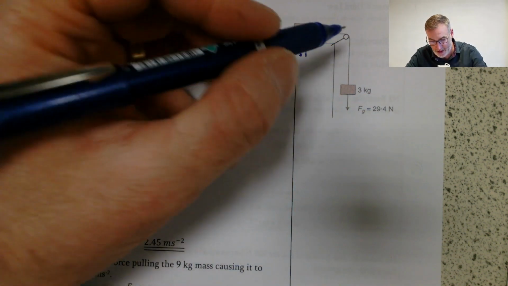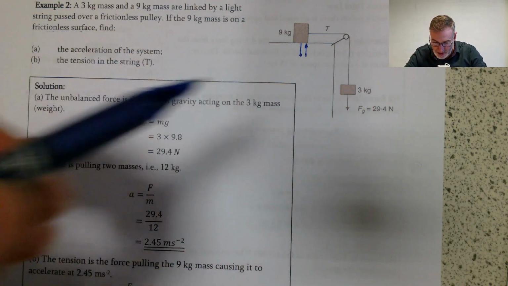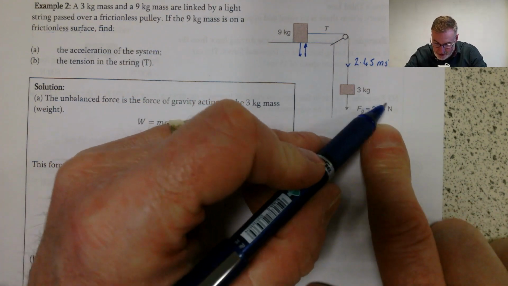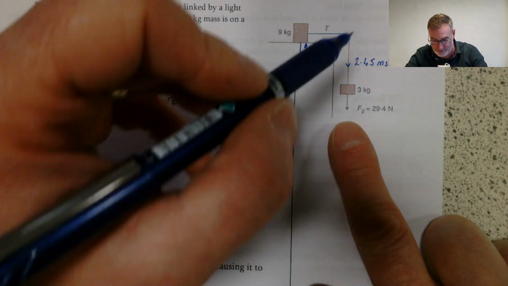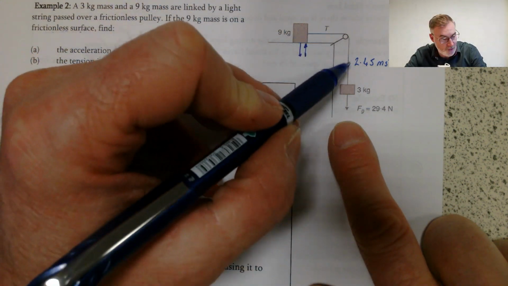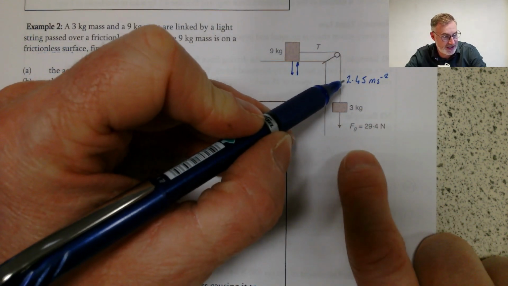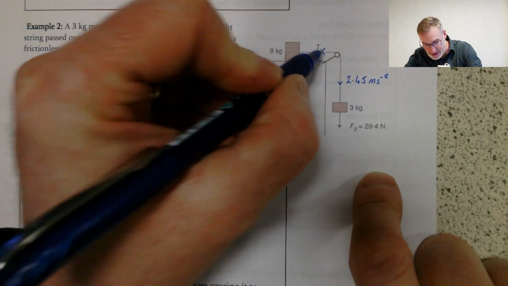Now, the tension in the string. If this whole system is accelerating at 2.45 meters per second squared, it needs to apply a force of 29.4 newtons to make that accelerate and that accelerate. Okay? But what force is needed to make a 9 kilogram mass accelerate at that? And that's how we work out the tension at this point here.